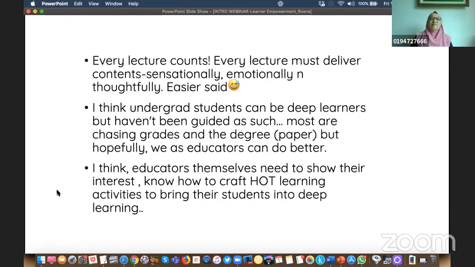Next one, I think undergraduates can be deep learners, but haven't been guided as much. Most are chasing grades. I know it's pretty challenging, but I'm not saying chasing grades is wrong, because that is also important for the future. But only chasing grades is dangerous. We need to gradually balance between grades and interest and becoming a good, taking up a persona in the field.